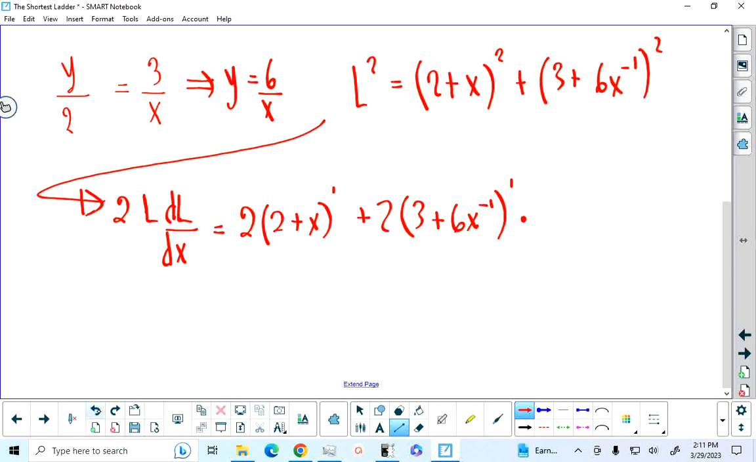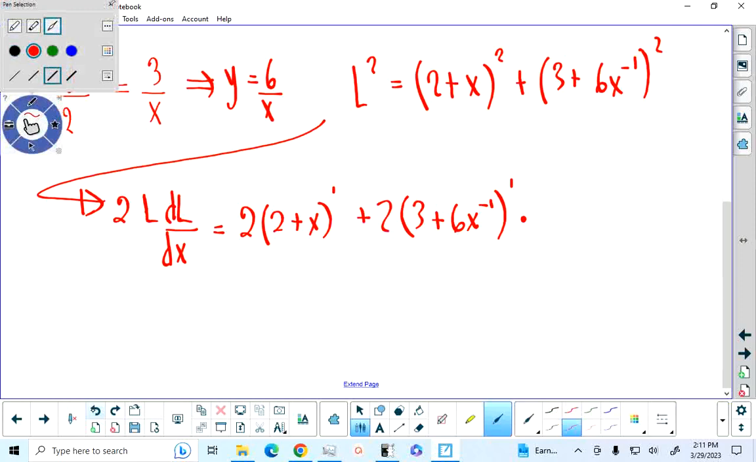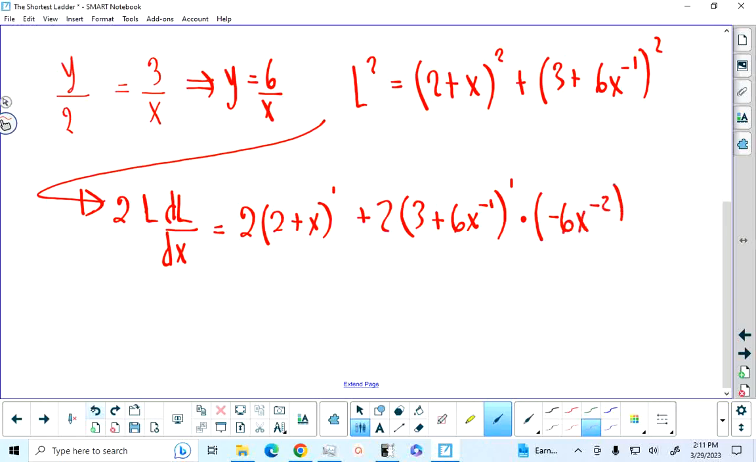However, when I wrap that 2 around the base of 3 plus 6x^-1 and drop 1 from the exponent, I now have to multiply by the derivative of 3 plus 6x^-1, which will be, well, the derivative of 3 is 0, and then the derivative of 6x^-1 is negative 6x^-2. And there is really not a lot you can do with this.